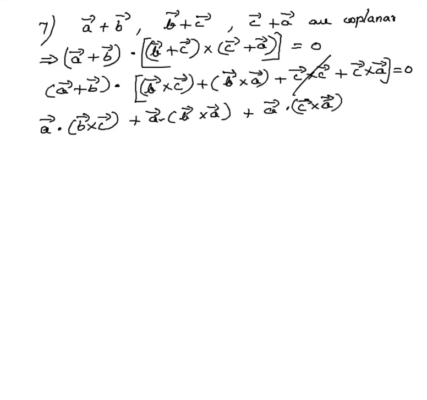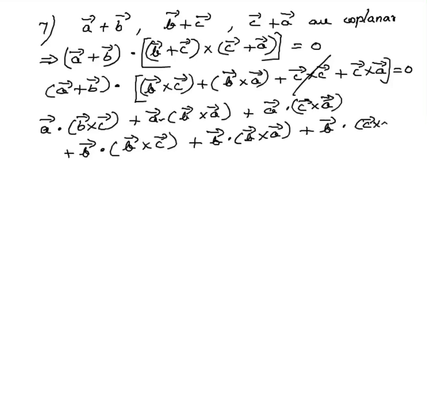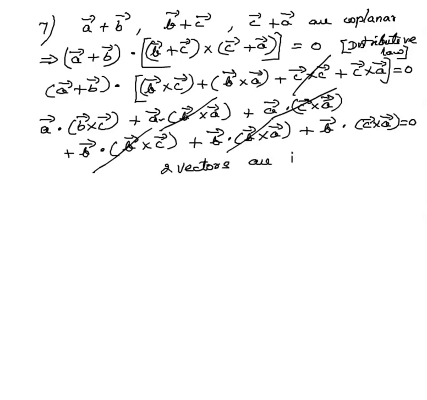Now let us distribute the second term, vector B. We get B dot vector B cross vector C plus B dot vector B cross vector A and vector B dot vector C cross vector A, and it is equal to 0. In the first two steps, we have used distributive property. We know that if two vectors are identical, the answer will be 0, so this is 0, this is 0, this is 0 and this is also 0. Write the reason: two vectors are identical.